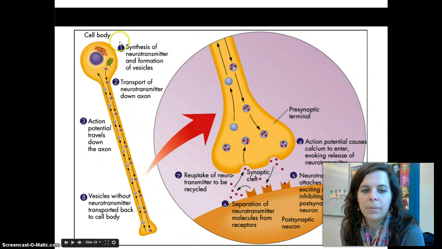Within the cell body, you're going to have synthesis of the neurotransmitter, and it will be transported down the axon with the action potential.